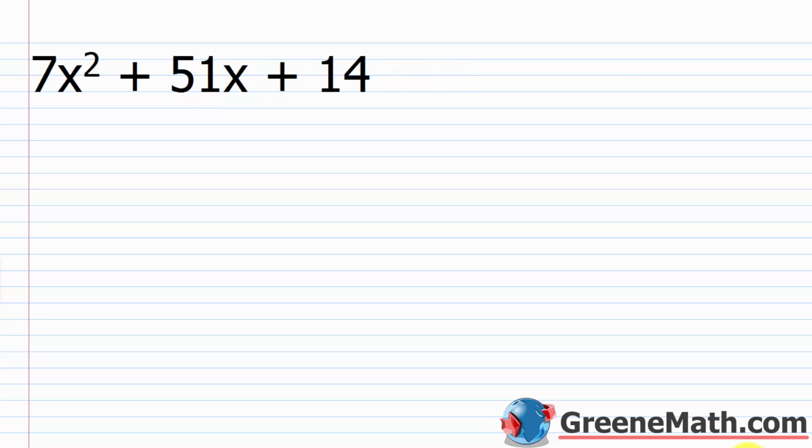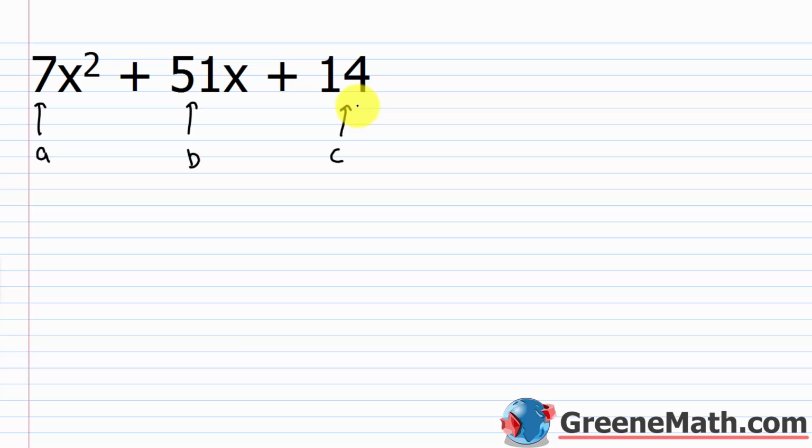All right, so let's jump in and look at a problem, and I'm just going to walk you through the process. It's not difficult, it's just something you need to write down and go step by step through. So the very first thing you're going to do, if we have something like 7x squared plus 51x plus 14, you want to identify, again, A, B, and C. So A is the coefficient of the squared variable, B is the coefficient for the variable raised to the first power, and C is going to be your constant term.